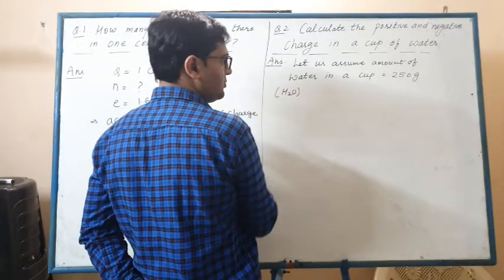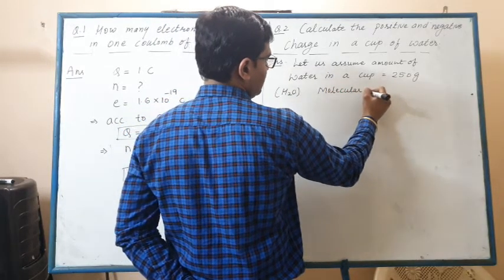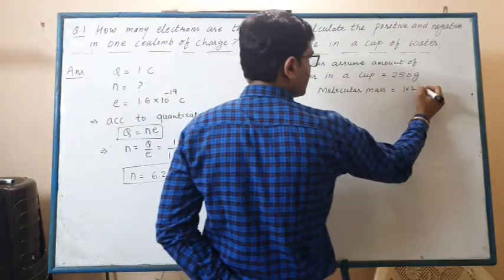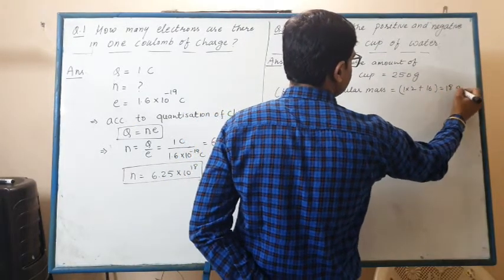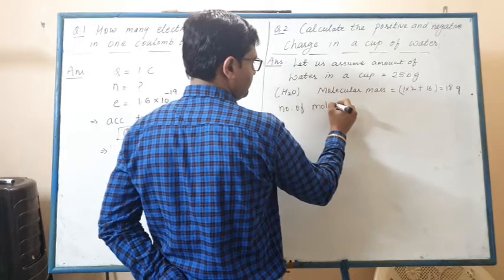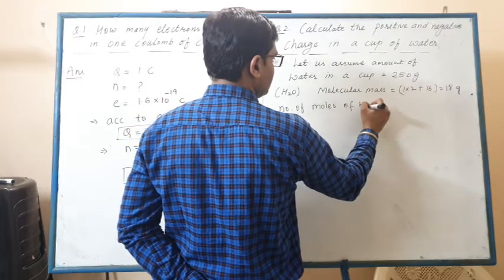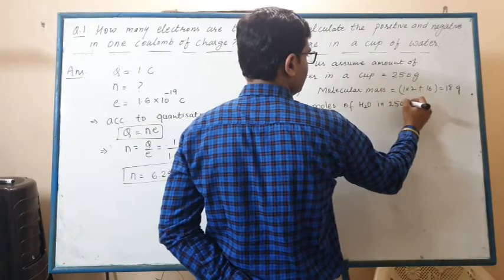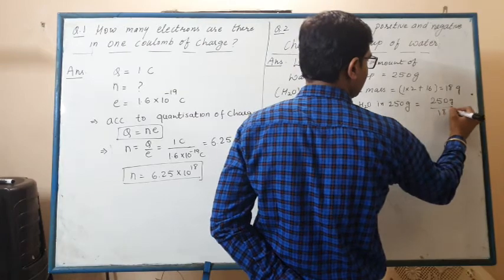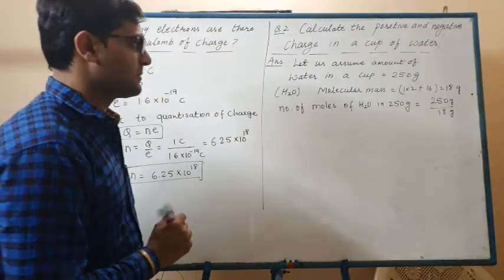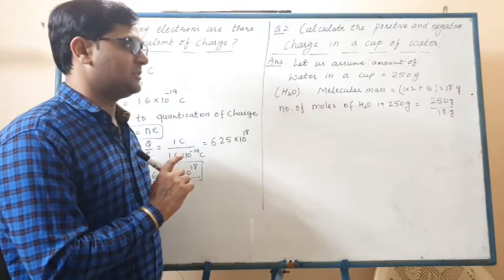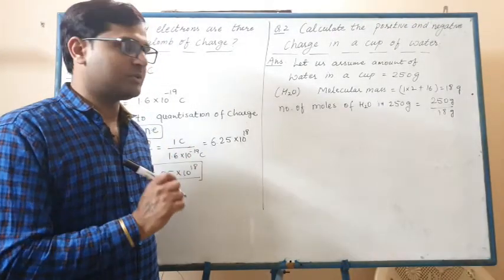In H2O, molecular mass is equals to, for hydrogen 1 into 2 because 2 atoms are there, plus oxygen have 16, so that gives us 18 gram, right? Now we can calculate number of moles of H2O in 250 gram, that is equals to given mass over molecular mass. This is the formula for number of moles, and we know that one mole of water will contain number of molecules equals to Avogadro number.